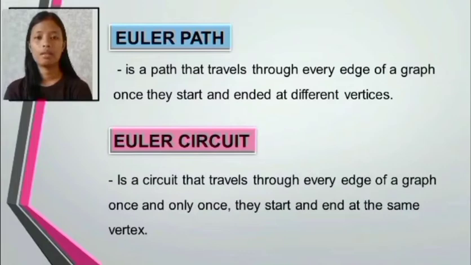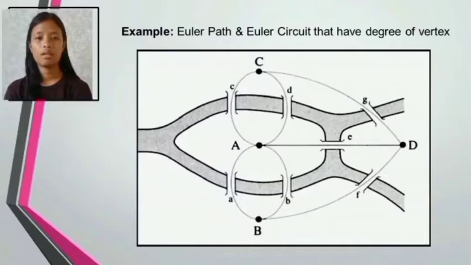An Euler path is a path that travels through every edge of a graph once, where they start and end at different vertices. An Euler circuit is a circuit that travels through every edge of a graph once and only once, where they start and end at the same vertex.